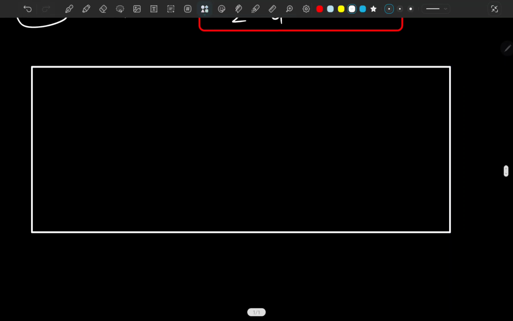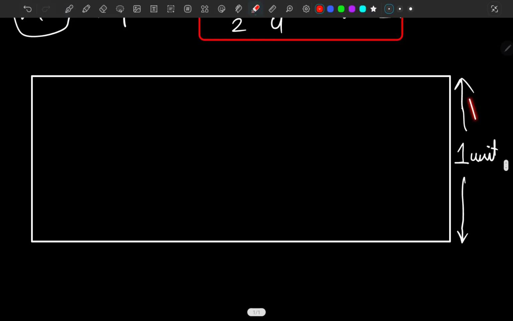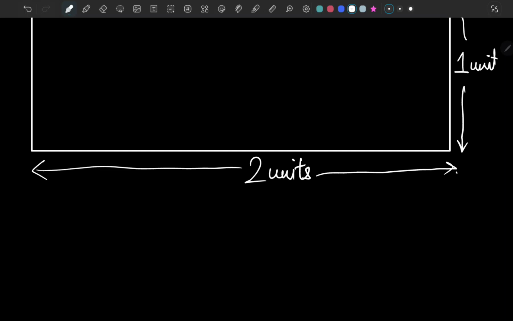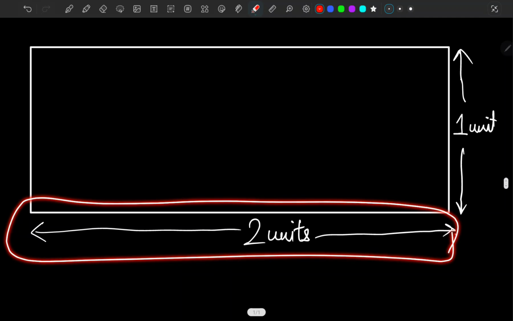Yeah, that's pretty perfect. Okay, so this is a rectangle, right? I'm just going to take this side as its length, 1 unit. So basically this is your 1 unit, right? And if we talk about this side, I'm just going to take this as 2 units. So basically you have to take a rectangle of which the length is 2 units and its width is 1 unit.